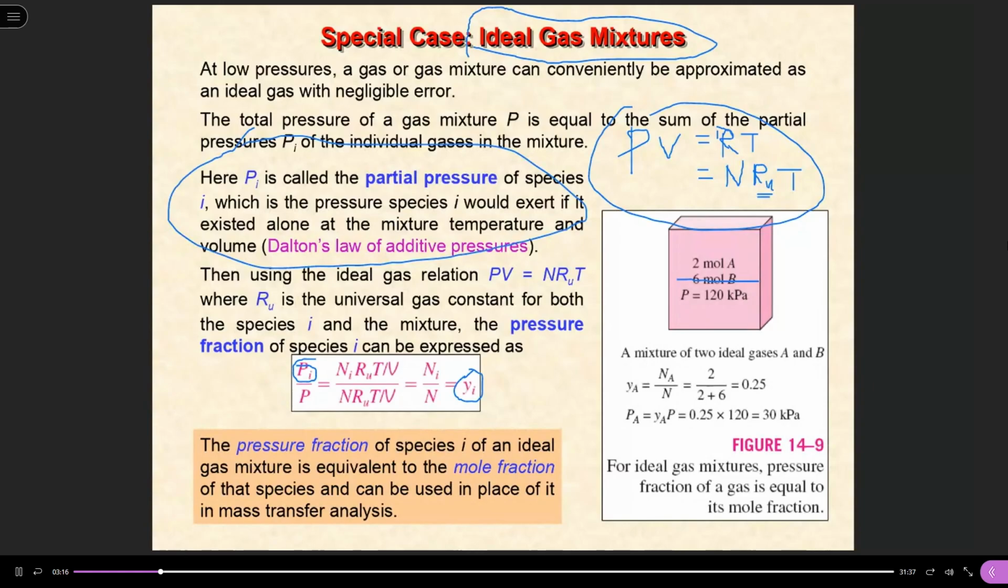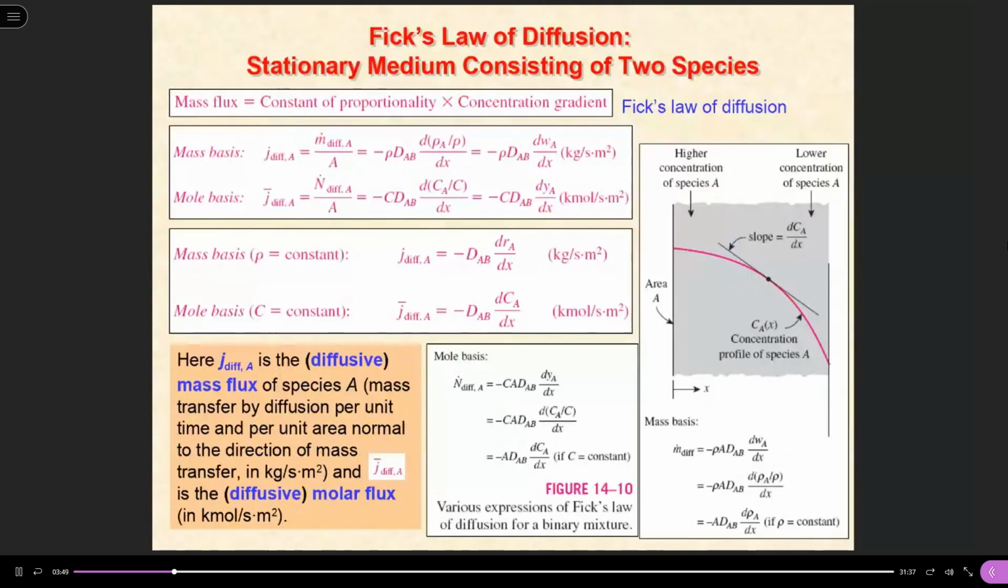Now here we say for a perfect gas law, the partial pressure over the total pressure is actually equal to the mole fraction. This is something especially applied for perfect gas. Well, this relationship will be useful later. Very simple.